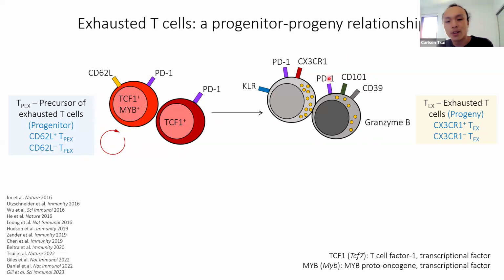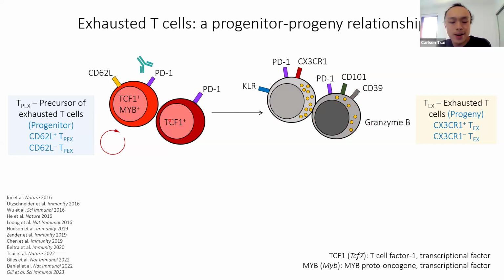And there are two major types of TX cells, one of which is characterized by the expression of CX3CR1. The other one is characterized by the lack of CX3CR1 and expression of CD101. And we know that the CX3CR1 positive TX cells are the more effector-like subset.